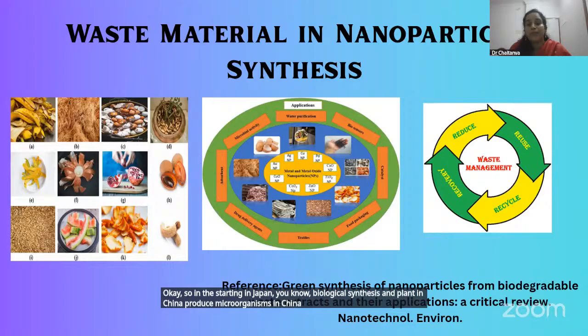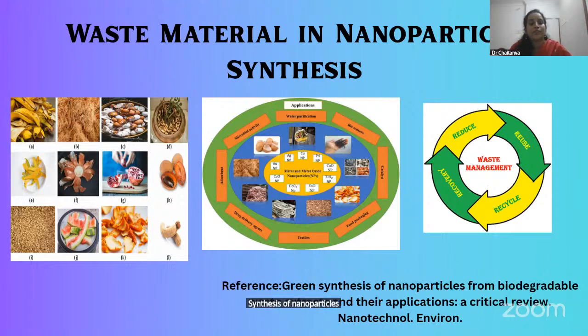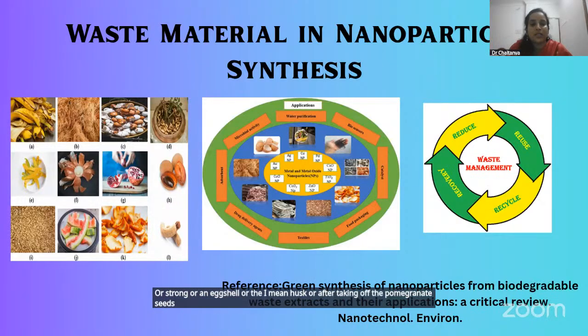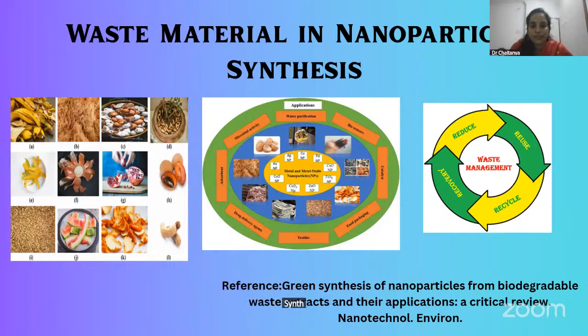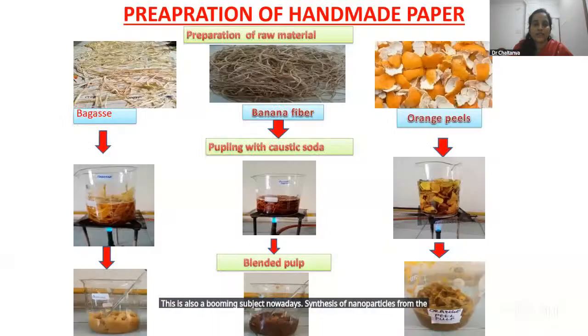But still there is another option: you can produce the nanoparticles by using waste material. All waste materials can be used for synthesis of nanoparticles. You can see it in the picture, whether it is fruit peel or straw or eggshell or the husk, or after taking out the pomegranate seeds, whatever the fruit waste is there, that also can be used for the synthesis of nanoparticles, right? This is also a booming subject nowadays, synthesis of nanoparticles from the waste material.